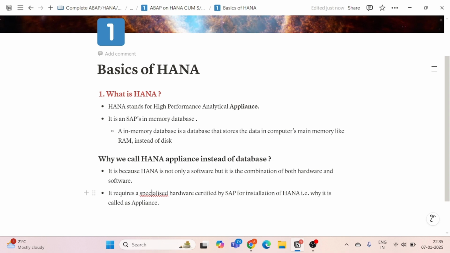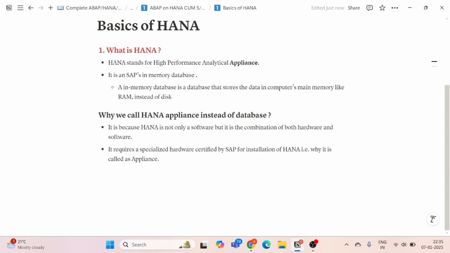I hope this is clear. It is not only a database. It is neither only a software nor only a hardware, but a combination of both hardware and software, and it requires specialized hardware certified by SAP for its installation. That is why it is called an appliance, not a software.